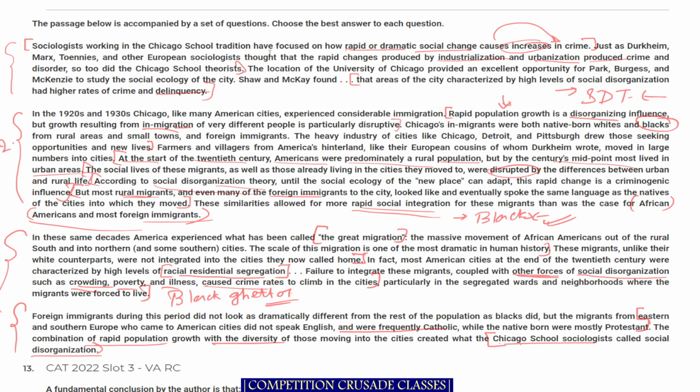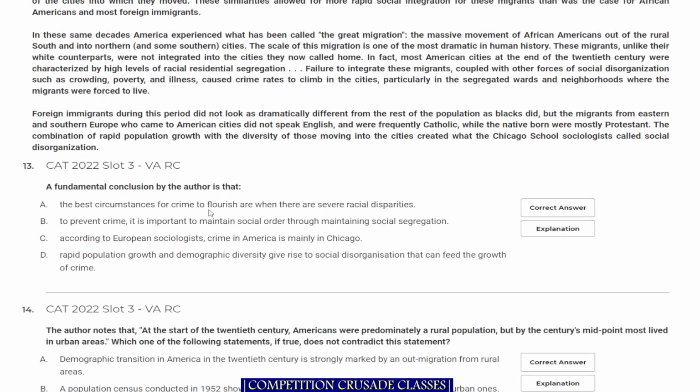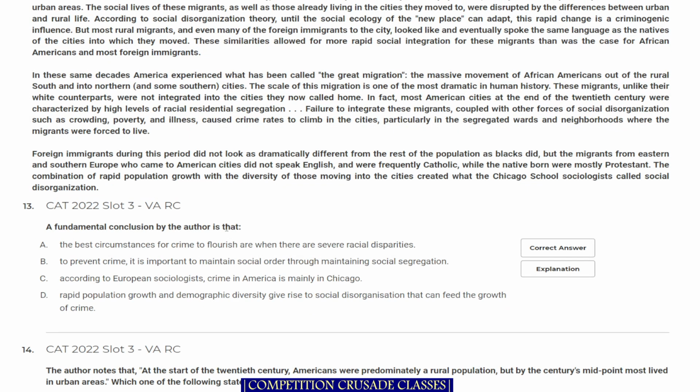Okay, so the first one says the fundamental conclusion by the author is that... let's read one by one and try to understand the options. But we know, one way or the other, what the fundamental conclusion is. The best circumstances for crime to flourish are when there are severe racial disparities.